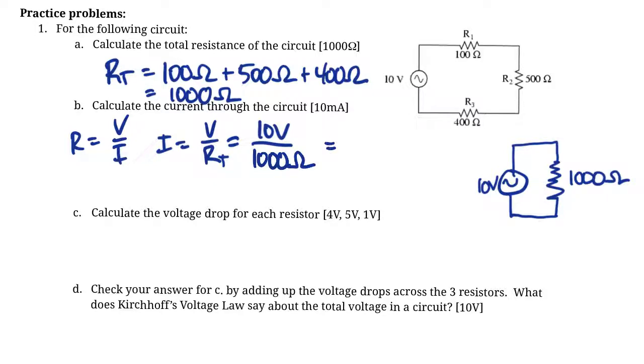And if we do that, we're going to get 0.01 amps. Or, if you see in the answer here, I converted it to milliamps. So I just multiplied by 1,000 to get it into milliamps. Either way, it's the same thing.